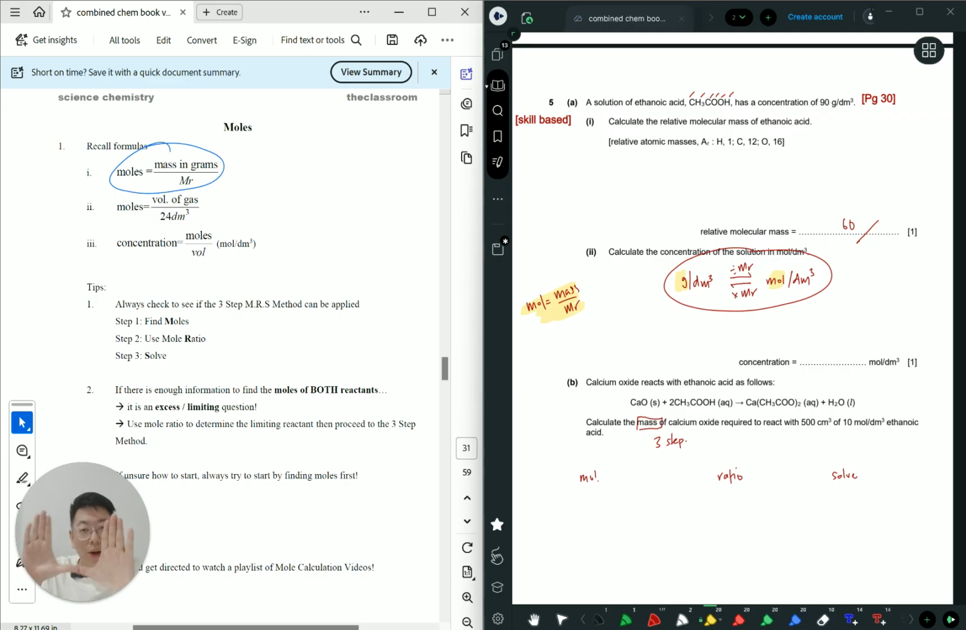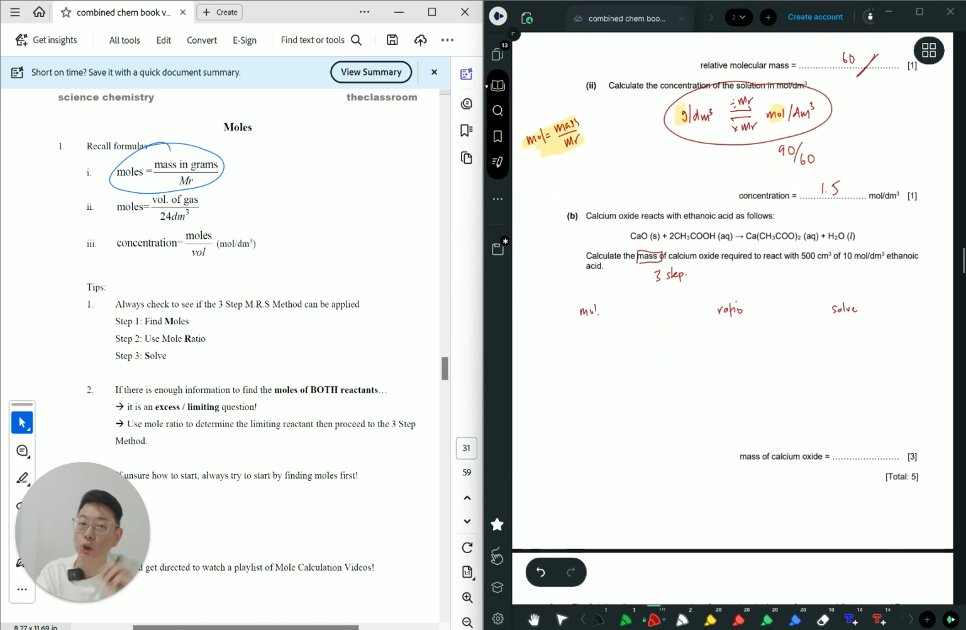Because it's per dm cube, imagine you have 1 dm cube, all right, 1 liter, 1 dm cube. It's some number of grams. How do you get to moles? You just divide by MR, all right? You just follow the formula. And same thing, if I give you moles, you want to get the mass, you just times MR. Yeah, right, okay? So your concentration is 90, MR is 60, 90 over 60 gives us 1.5 moles per dm cube.